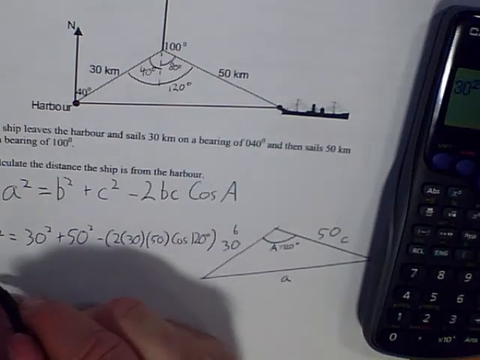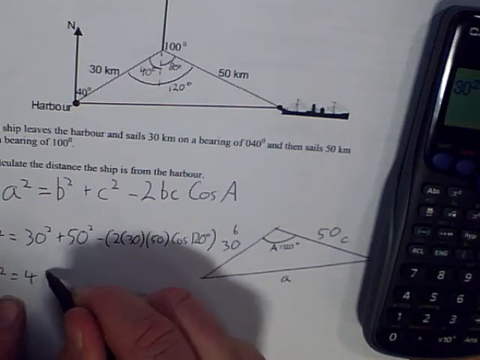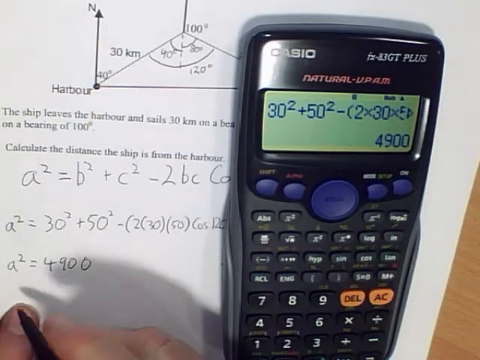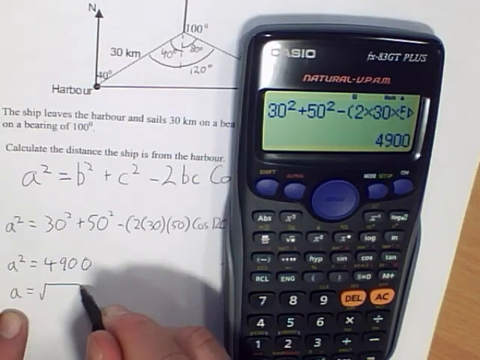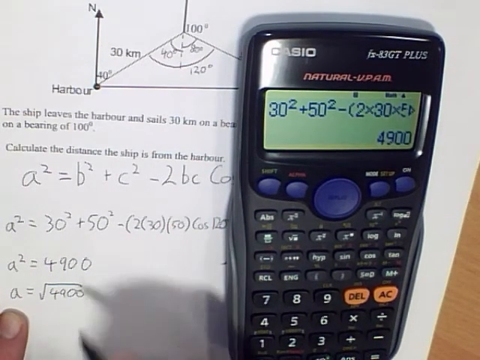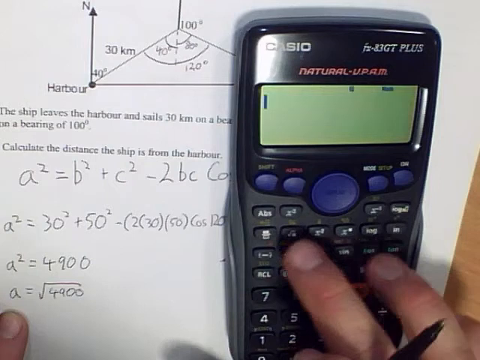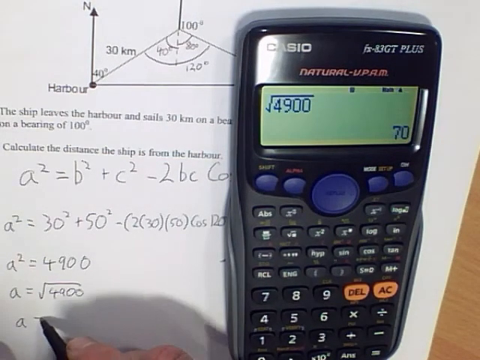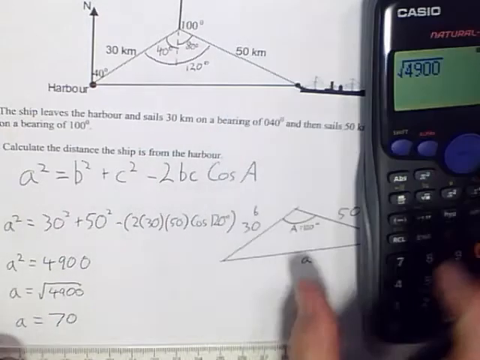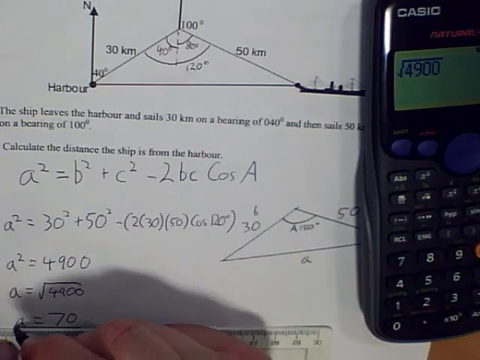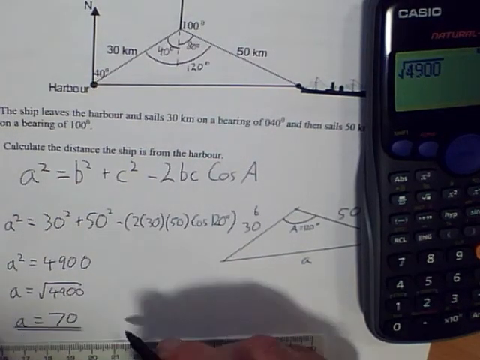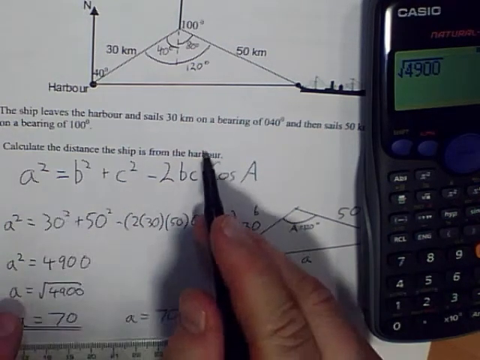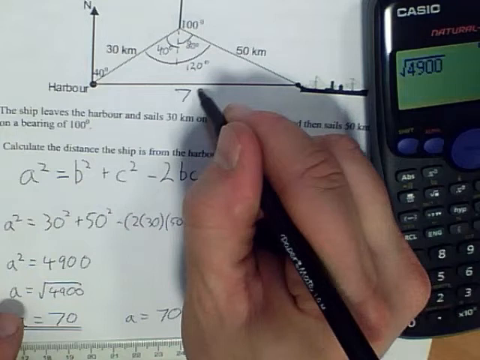4,900. So A squared equals 4,900. So to find A, I just need to square root that. So A equals the square root of 4,900, which equals 70. If you get a nice round number like that, you know you've got to be on the right track. So A equals 70 kilometers. So that's the distance from the ship to the harbour, 70 kilometers.